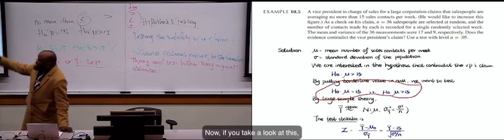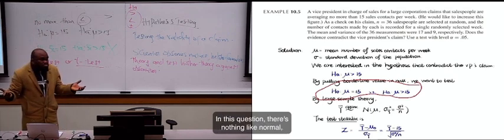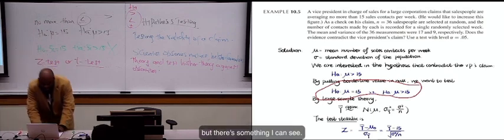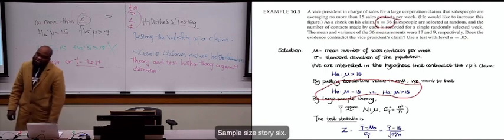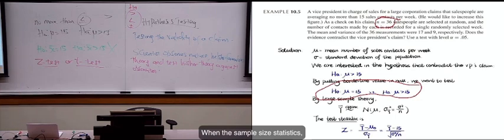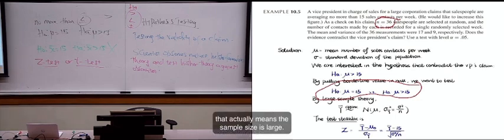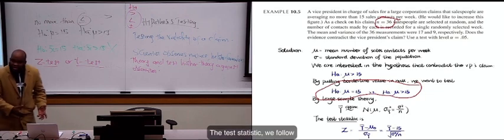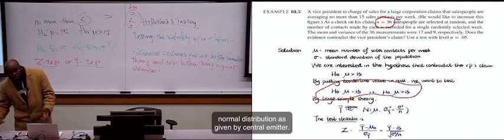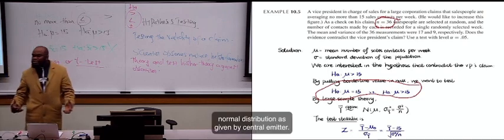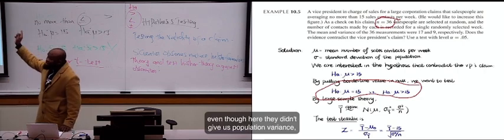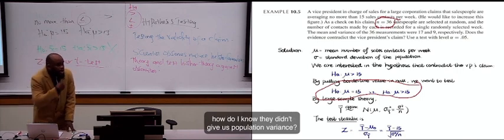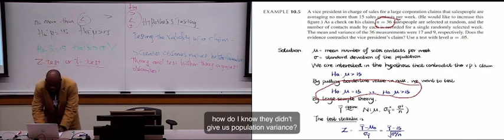Now, if you take a look at this, they didn't tell us the distribution. In this question, there's nothing like normal, but there's something I can see. Oh my God, the sample size is 36. When the sample size is 36, that actually means the sample size is large. When the sample size is large, the test statistic will follow a normal distribution as given by the central limit theorem. Now, because of that, I'm actually going to use a z-test, even though here they didn't give us the population variance. How do I know they didn't give us the population variance? Take a look at this.